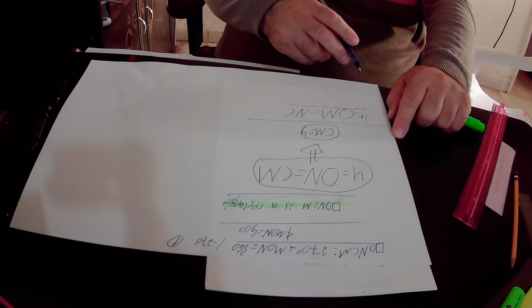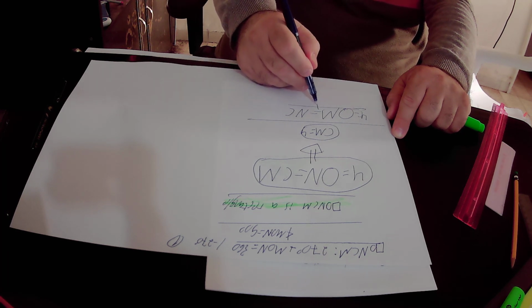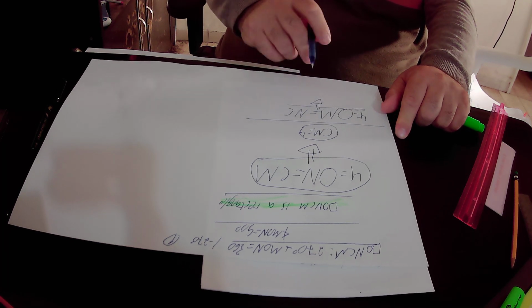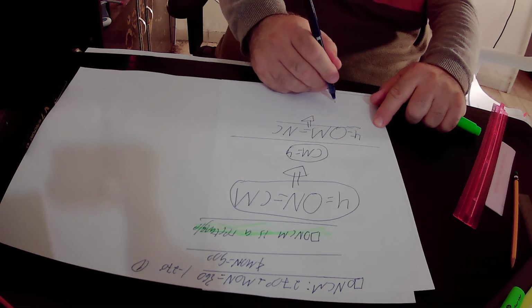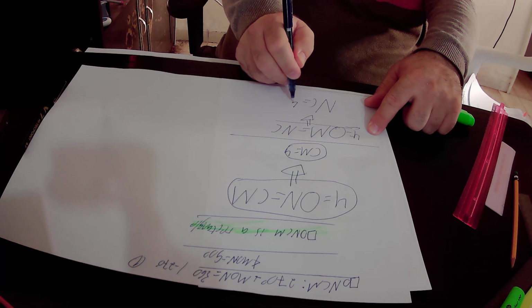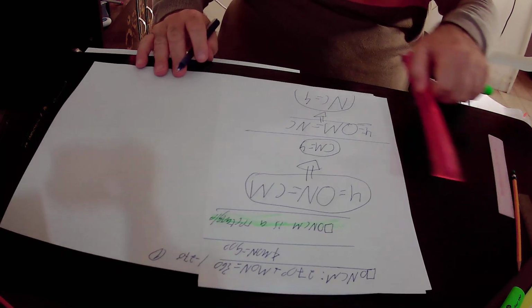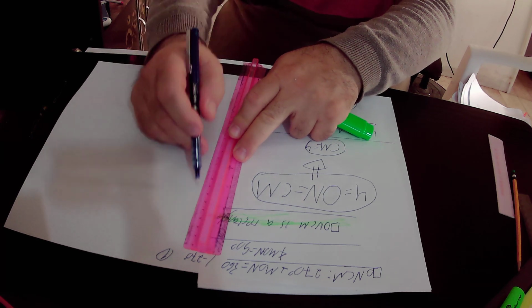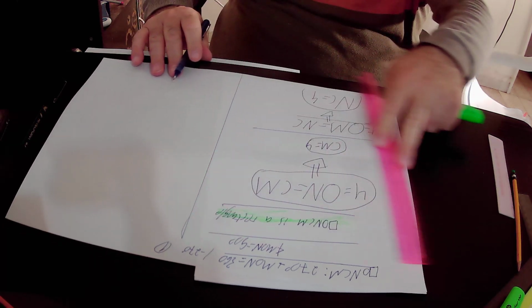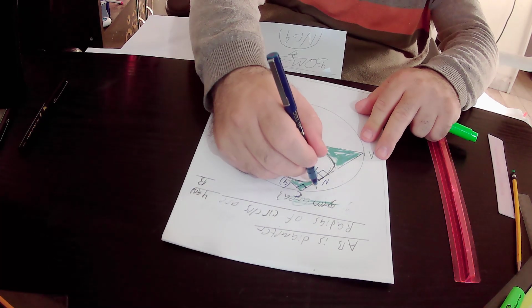And from this equation, 4 equals OM equals NC, we will derive that NC is also equal to 4 units. We write down that NC equals 4 units.